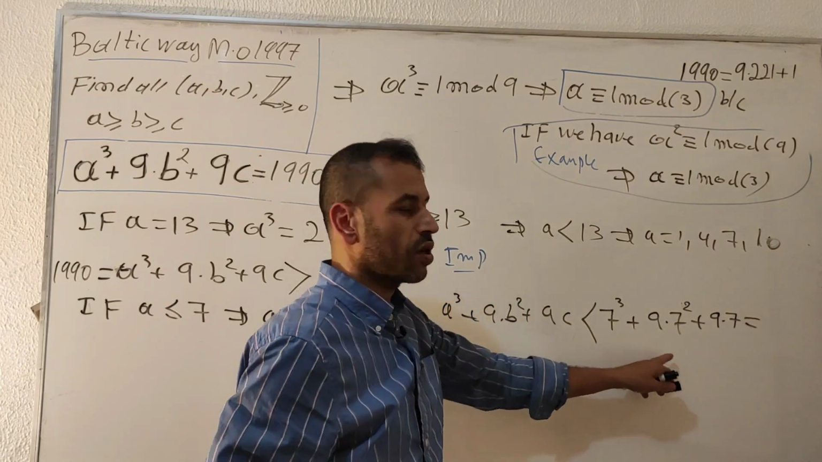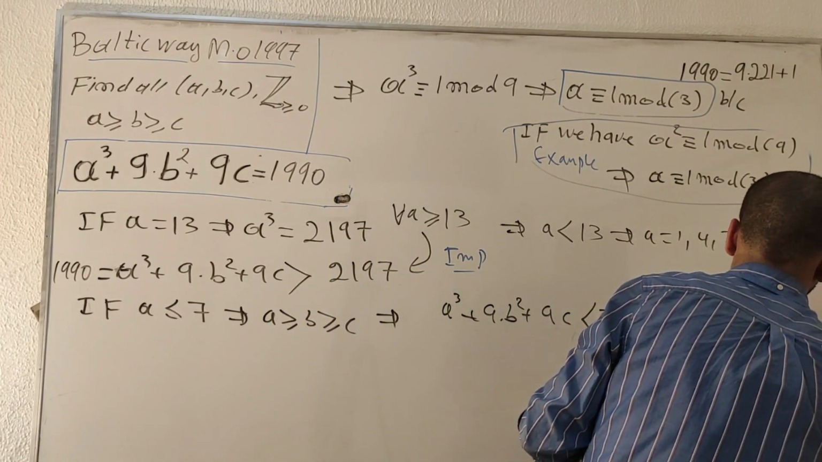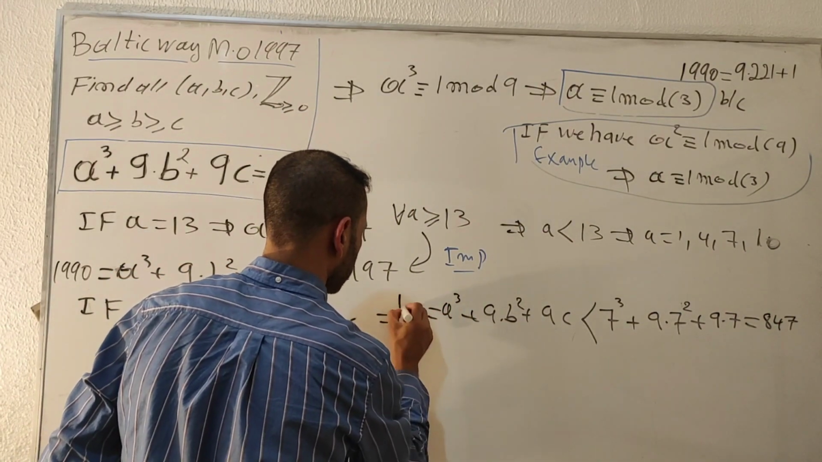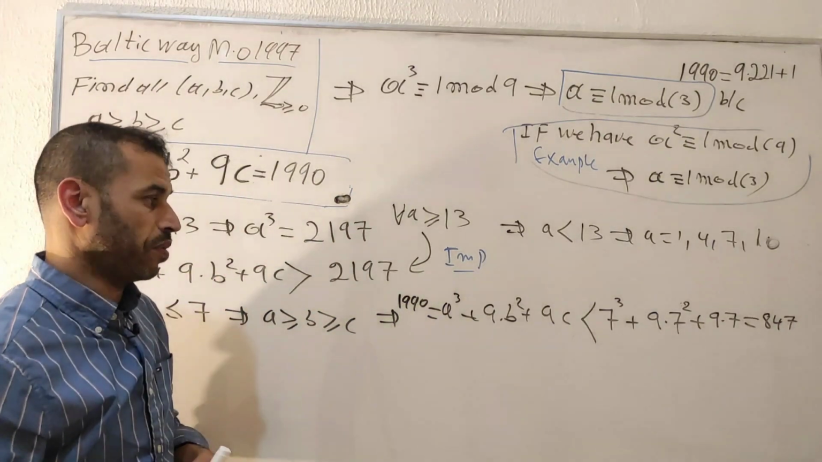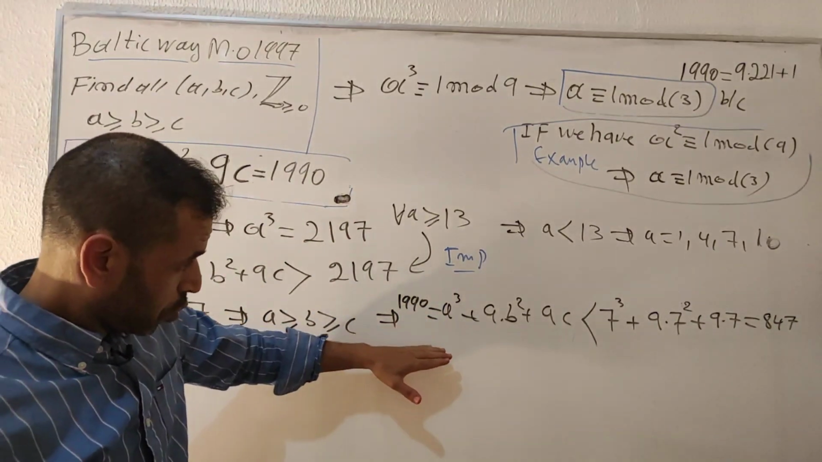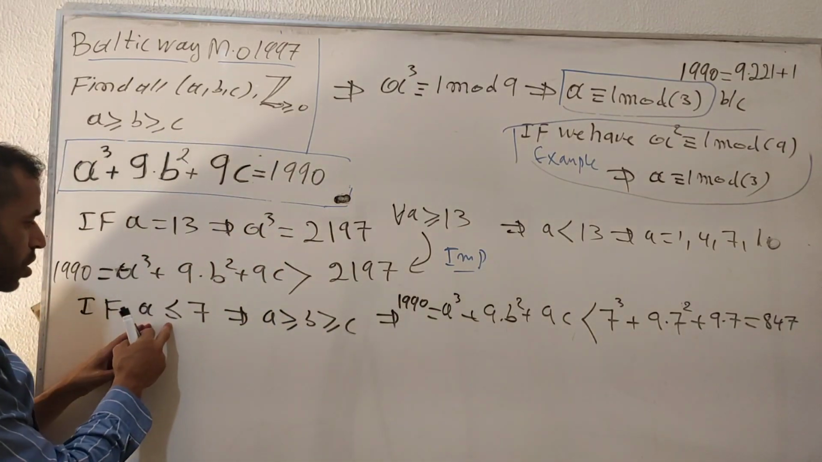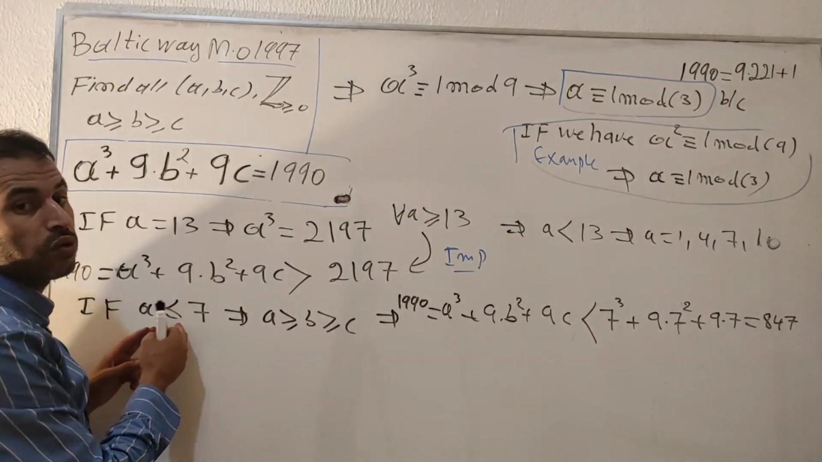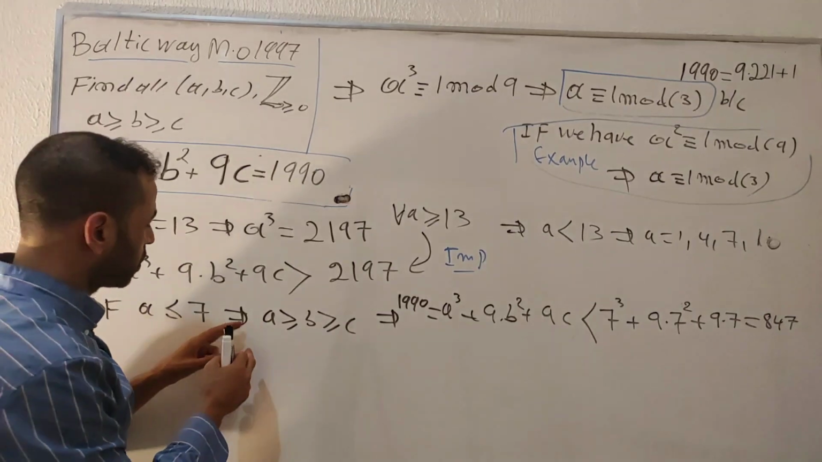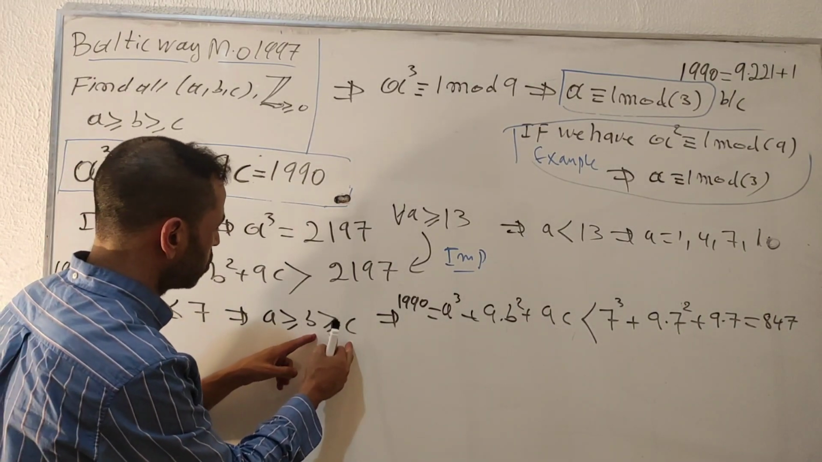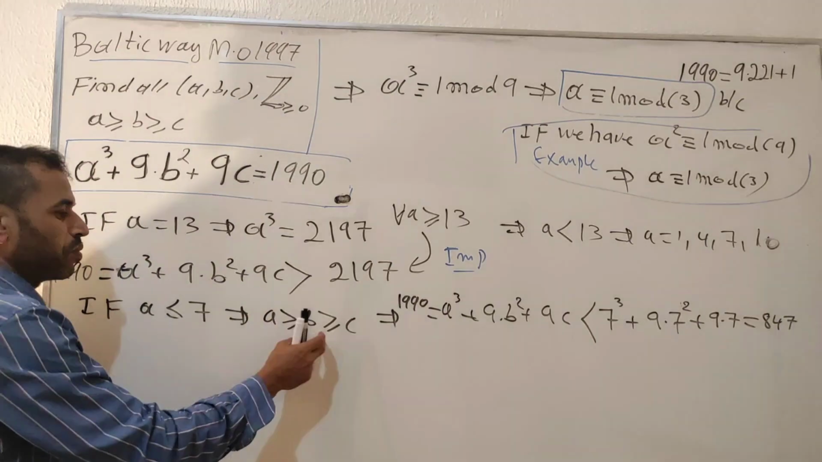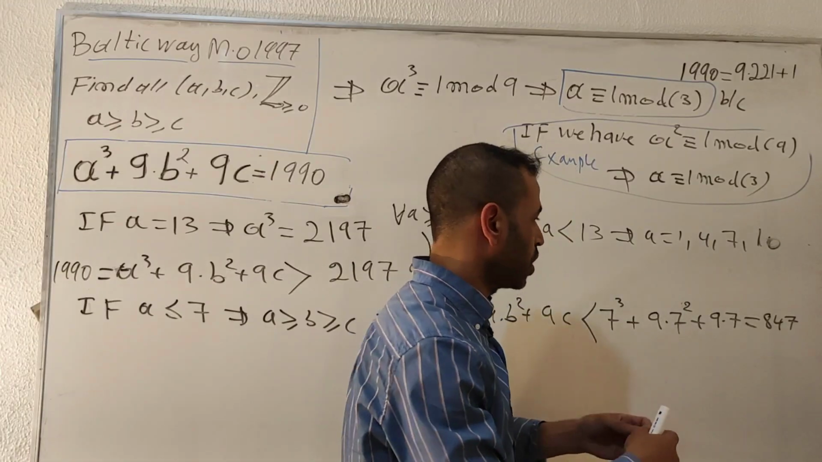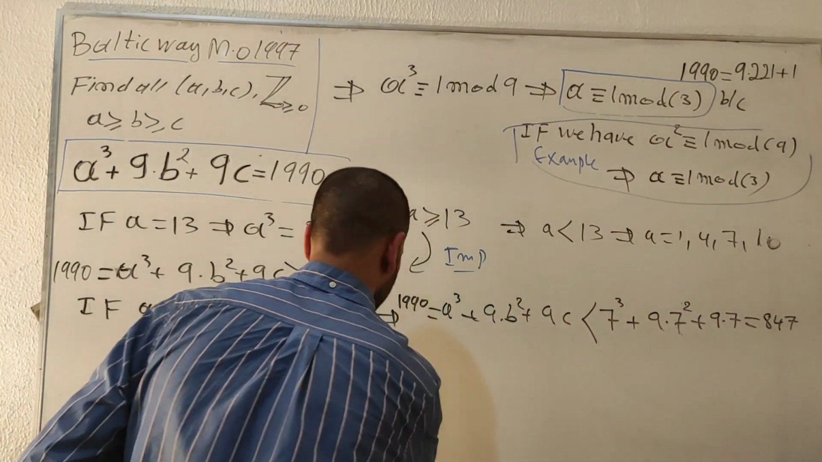So the entire thing is giving us 847, like this, okay? But this one equals 1990, so it's impossible. So what I have done here is take a less than 7, which means the maximum value of a is going to be 7. It could be 7, it could be less than 7, 6, 5, 4. But a is greater than or equal to b and greater than or equal to c. So the maximum values b and c can take is 7, which means b is going to be 6, 5, 4, 3, which is clearly a contradiction, which is impossible.